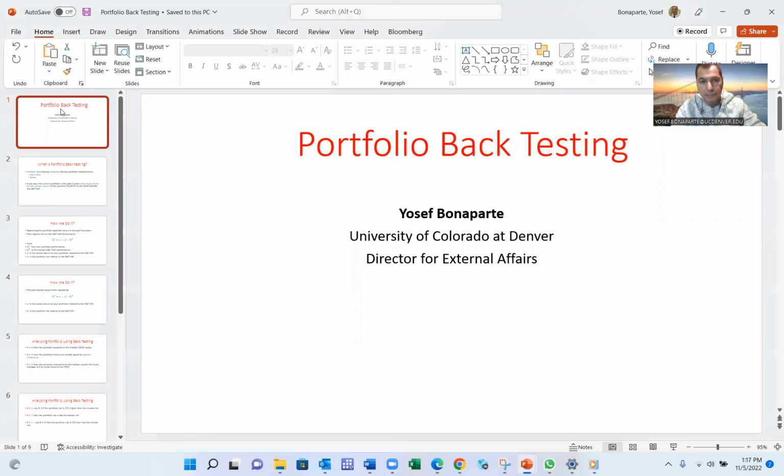Our students, today we're going to talk about what's called backtesting, how to do backtesting. So what is portfolio backtesting?